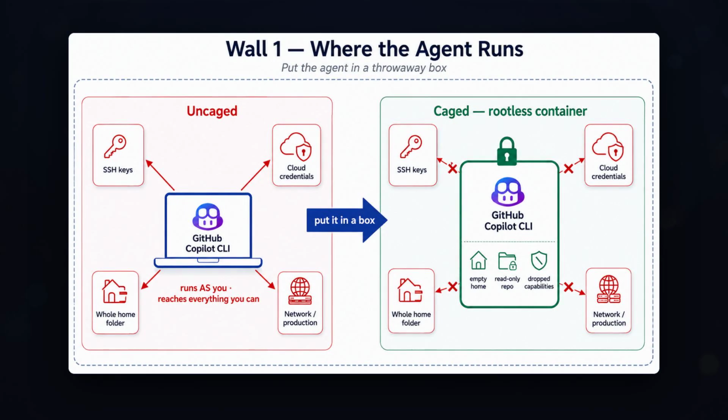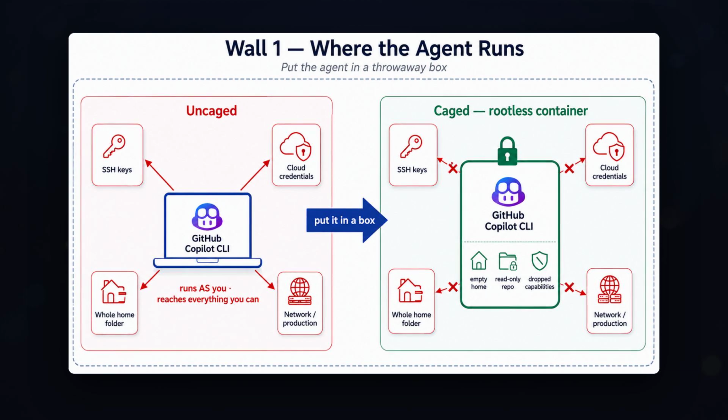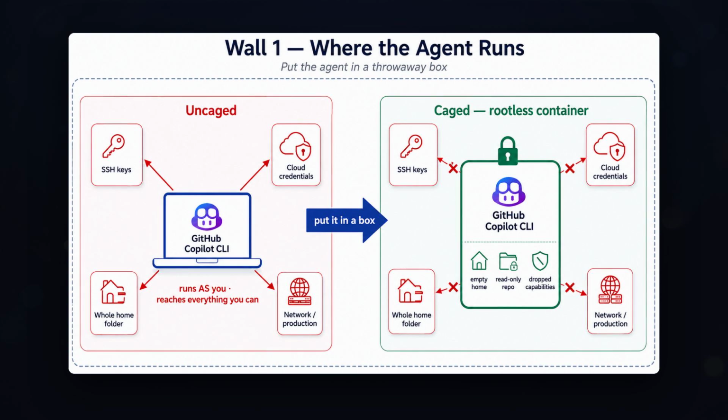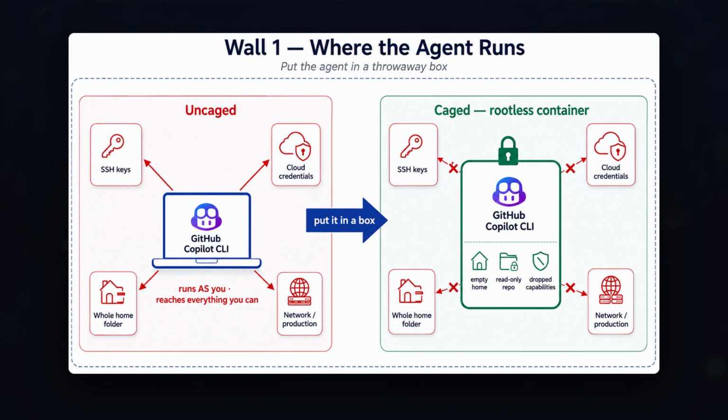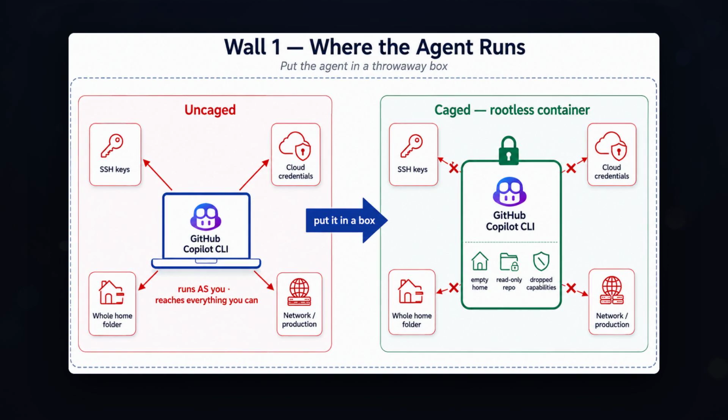Off your machine, this thing runs as you. Your keys, your cloud logins, your whole home folder, anything you can touch, it can touch. The quickest fix is the one GitHub just gave us inside a session. You turn on the built-in sandbox, and the agent's shell commands get walled off from your files, your network, and your system. If that's all you ever do, you're already better off, so do it. But it only fences the shell, it's off by default, and it still sits on your real machine.